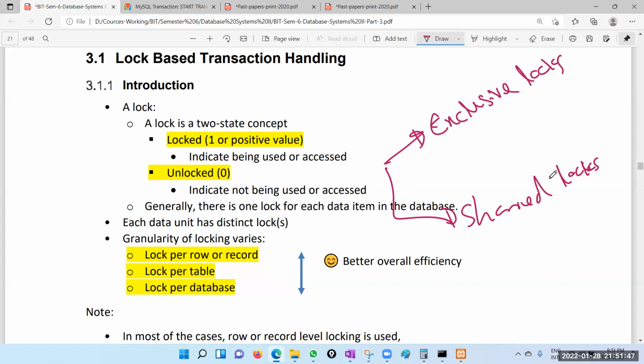Exclusive log means that log is exclusive. Only one transaction can keep that log. No two transactions can keep that single log. Shared log means multiple transactions can keep that log. But without the log, you can't access it. But multiple transactions can keep it at a time. Okay.